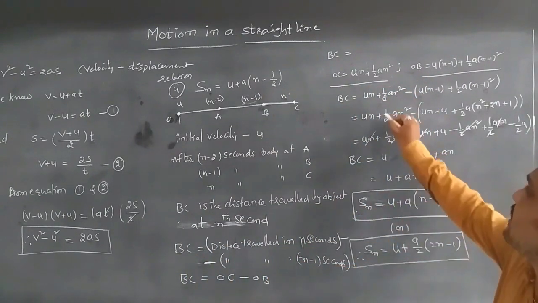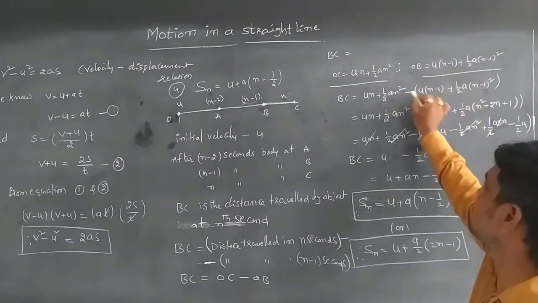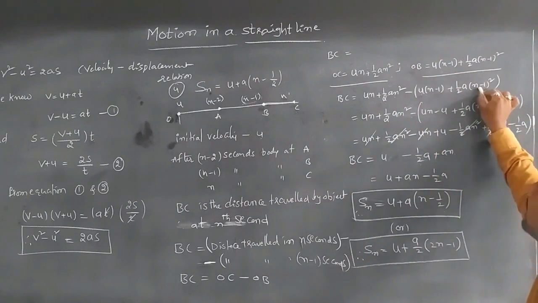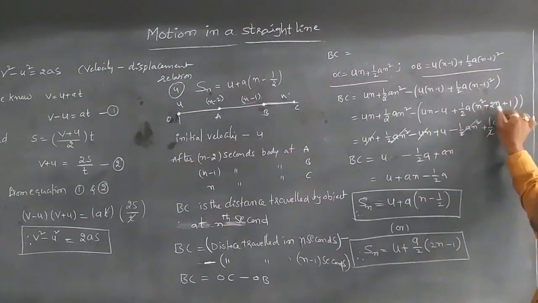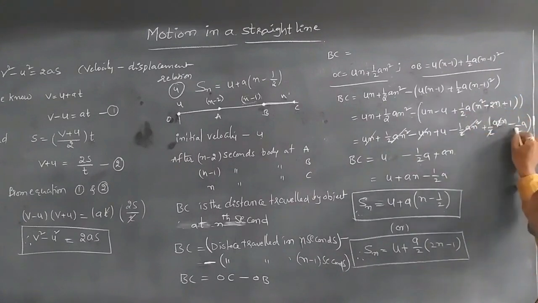So here Un plus half A n square minus U of n minus 1 plus half A n minus 1 whole square, we are substituting the same formulas in this case. This is in the form of a minus b whole square. We are expanding, then we can get that. Then the minus and half A are multiplied inside. We can get those equations.